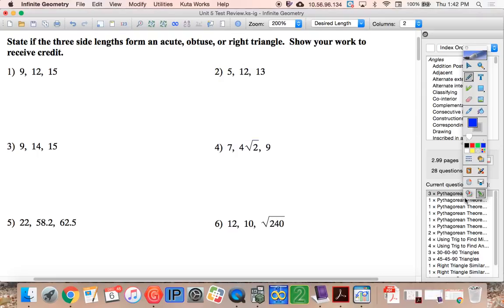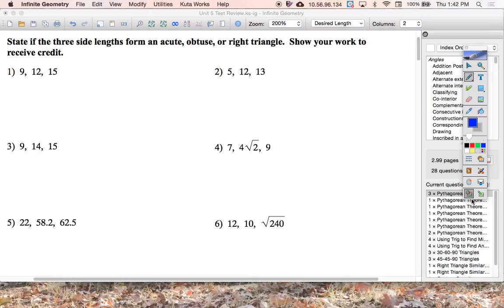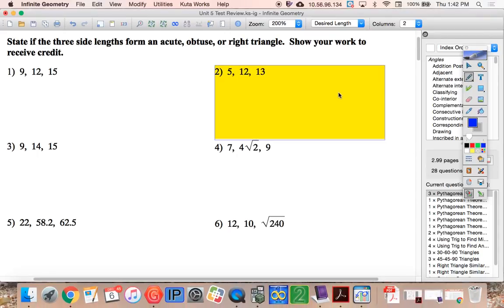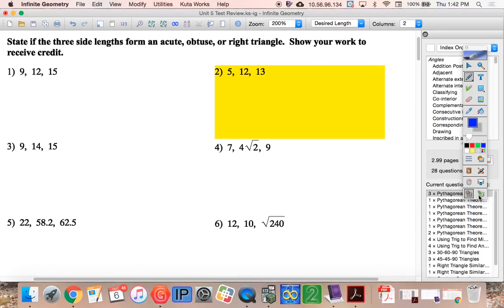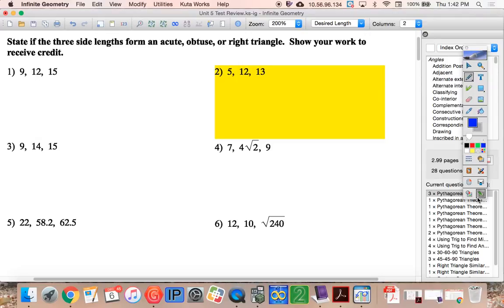Sorry, I'm trying to get it to... There we go. Okay. Nope, not letting me write. Sorry. That one's going to stay yellow.